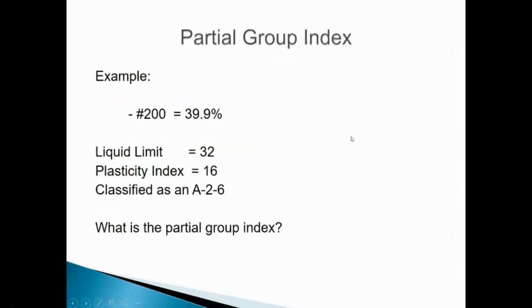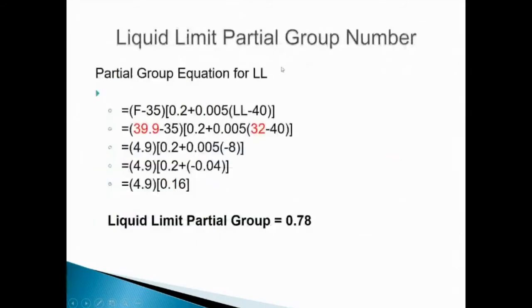For our example now, in that soil that we classified as an A-2-6, we had percent passing the 200 sieve of 39.9, a liquid limit of 32, and a plasticity index of 16. We are going to determine the partial group index of this soil. So we start with the liquid limit partial group equation. We plug in 39.9 for the percent fines and 32 for the liquid limit. We go through the correct order of operations, and we derive a liquid limit partial group number of 0.7.